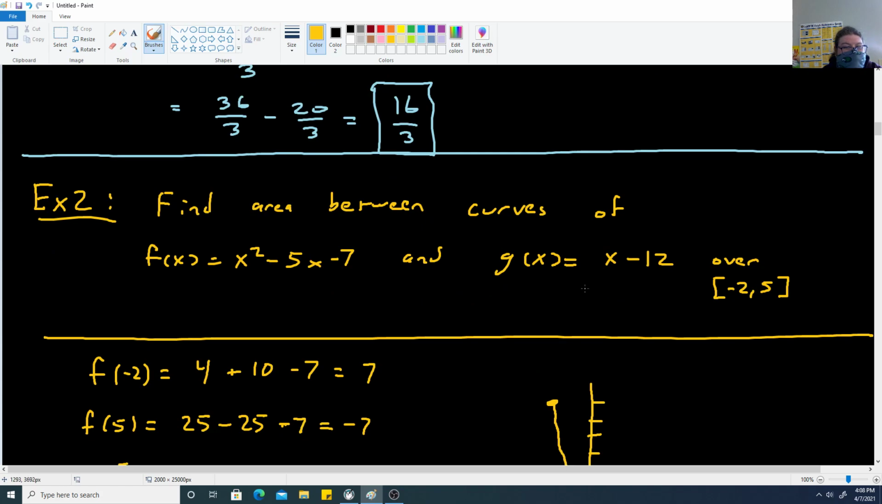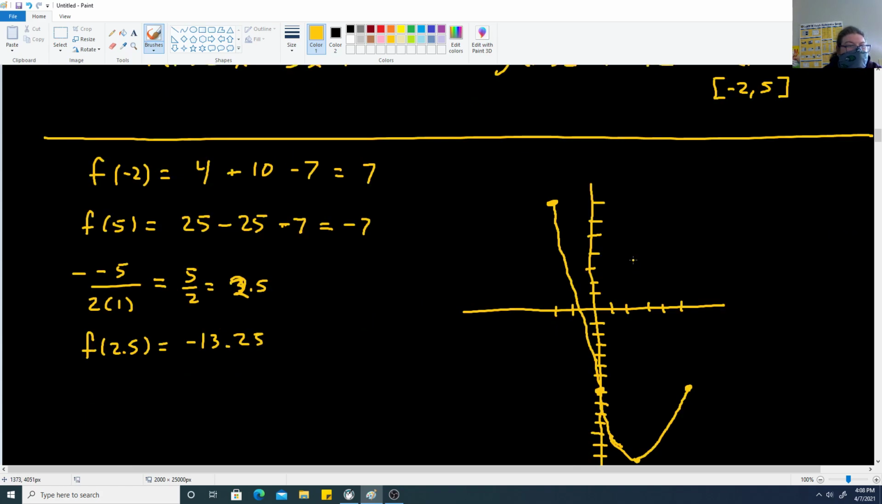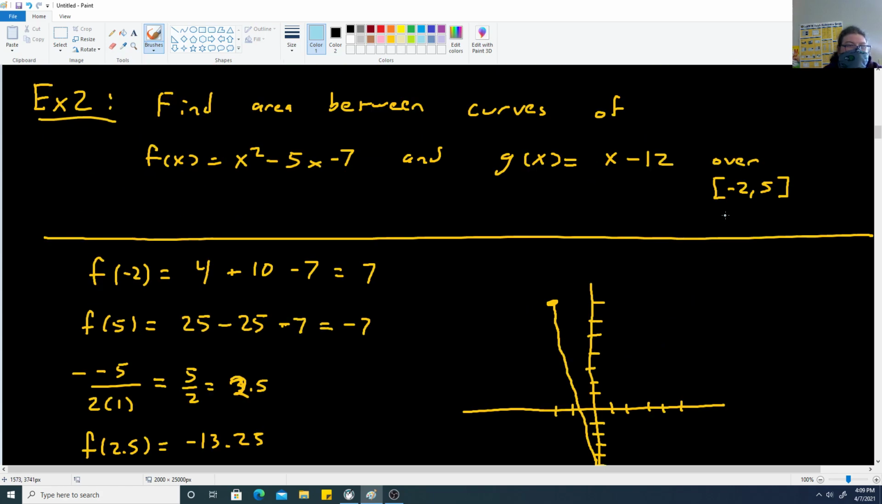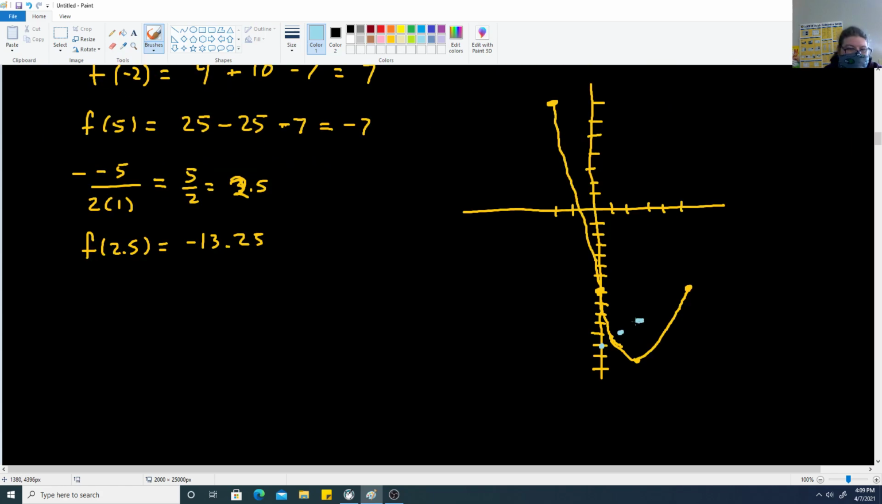Next, we need to sketch the line x minus 12. So the line of x minus 12 has a y-intercept of negative 12. So 1, 2, 3, 4, 5, 6, 7, 8, 9, 10, 11, 12. It has a slope of up 1, right 1. So it's up 1, right 1. And let me see what the stopping point is, because we know that this part here is just going to trail off as a straight line that way.